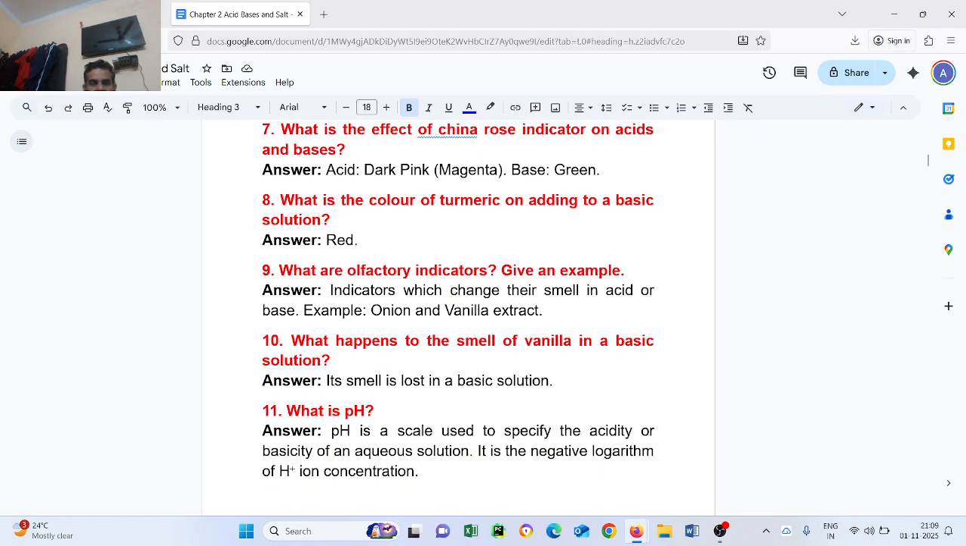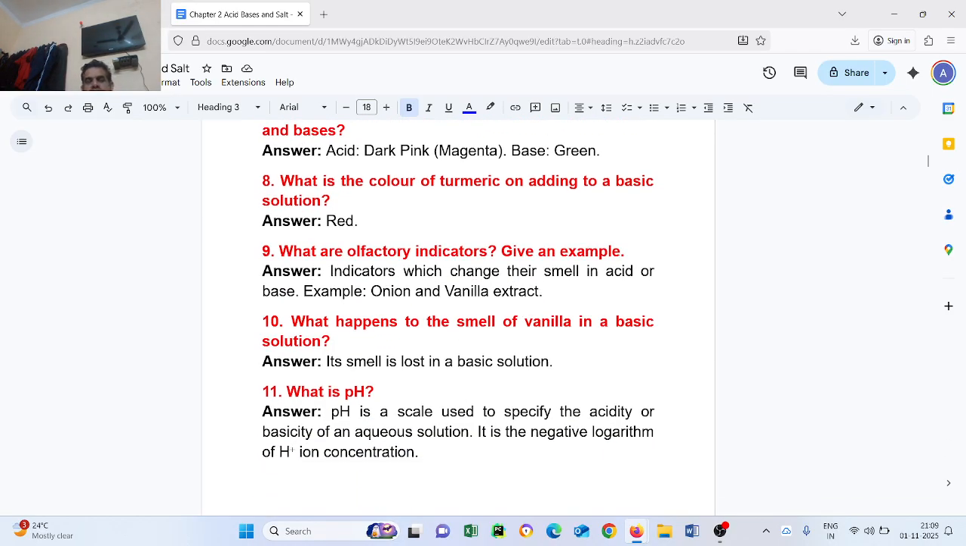Question number 11. What is pH? pH is a scale used to specify the acidity or basicity of an aqueous solution. It is the negative logarithm of hydrogen ion concentration.